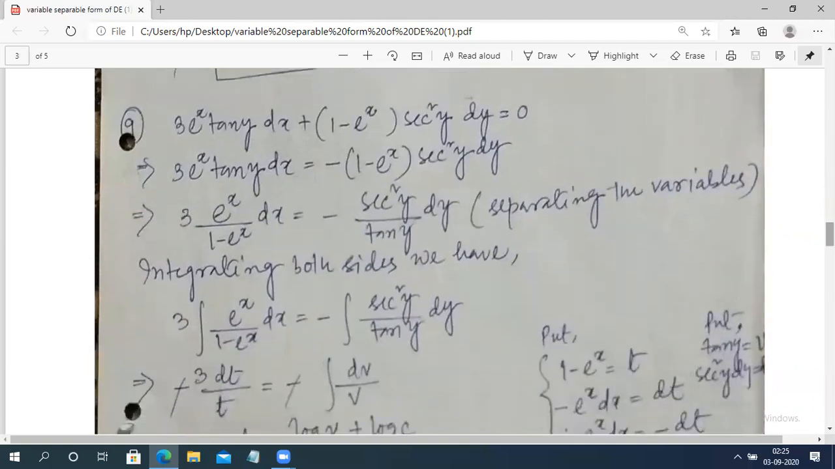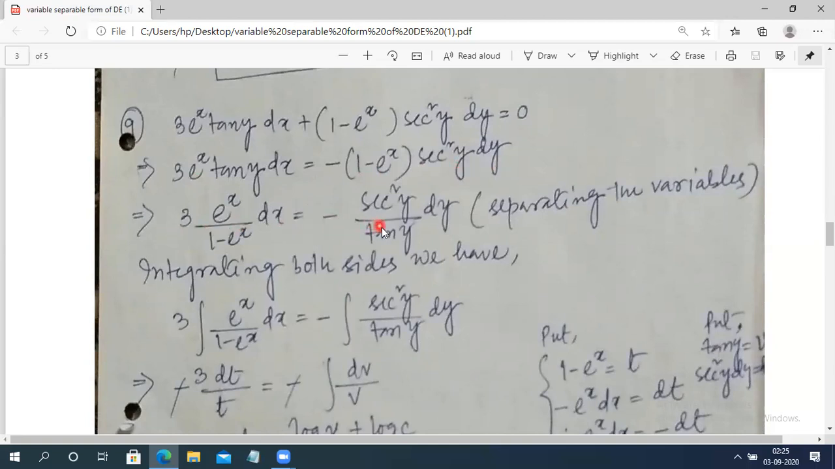The question is given as 3e to the power x tan y dx plus (1 minus e to the power x) sec square y dy is equal to 0. In the similar way, we will just write this expression on the right hand side and put all the terms containing x along with dx and terms containing y along with dy.